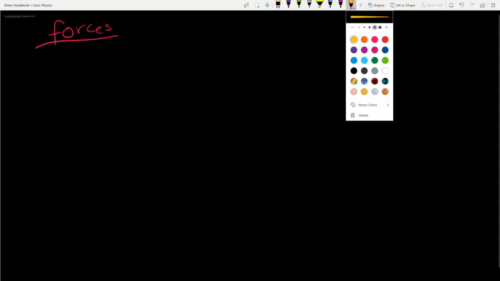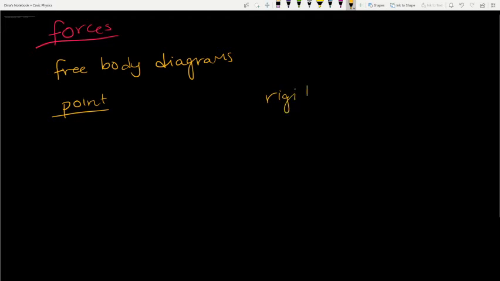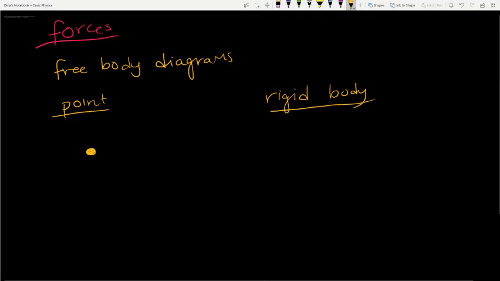One of the big things you have to do in forces is drawing a free body diagram. There are really two different types of free body diagrams you're going to draw: ones for a point object, and ones for what I'm going to call a rigid body, or an object that has size. For a point object, you're assuming your object exists just at a point, whether it's a house or a person or whatever, it's just a point.